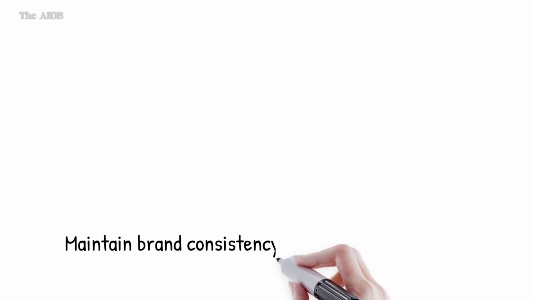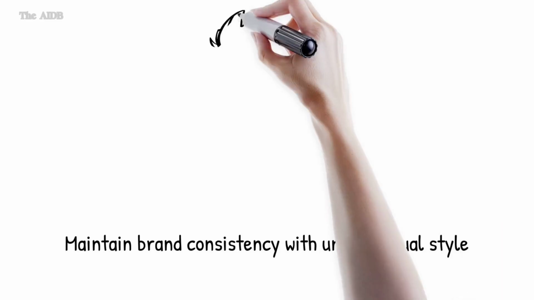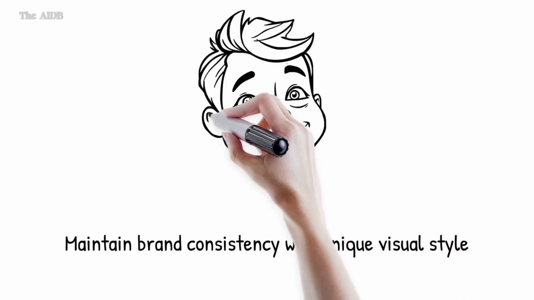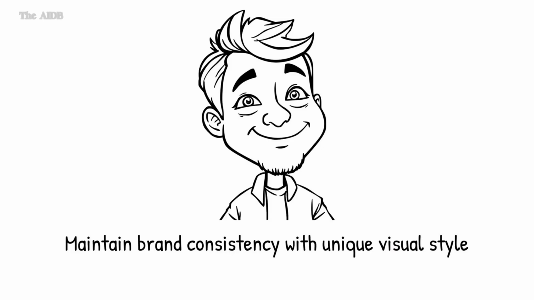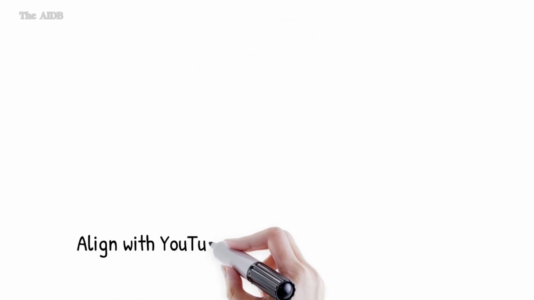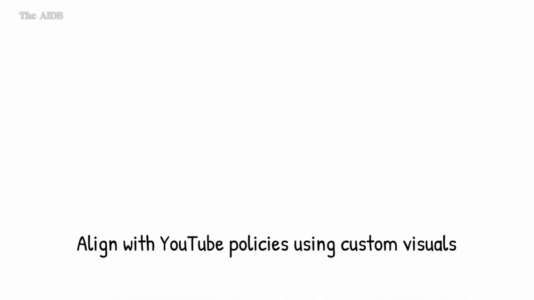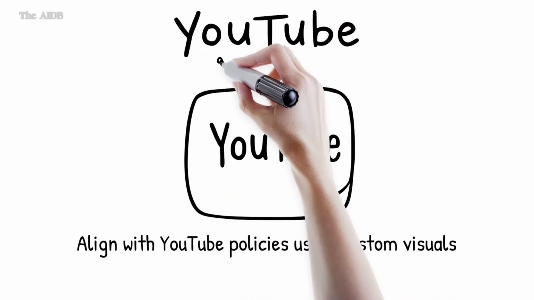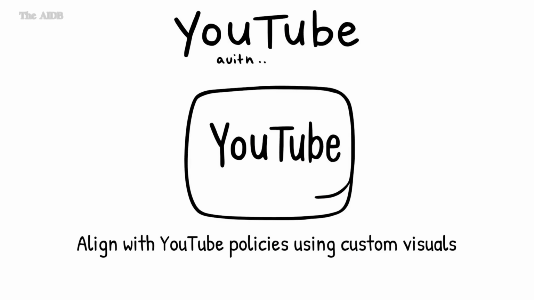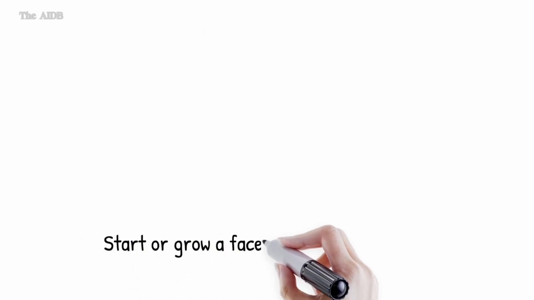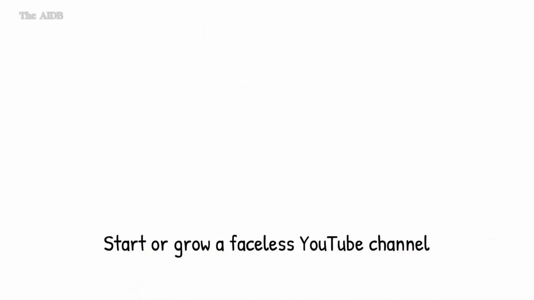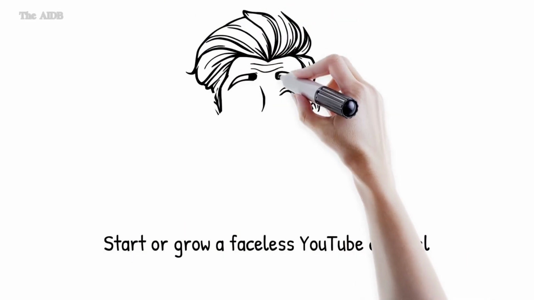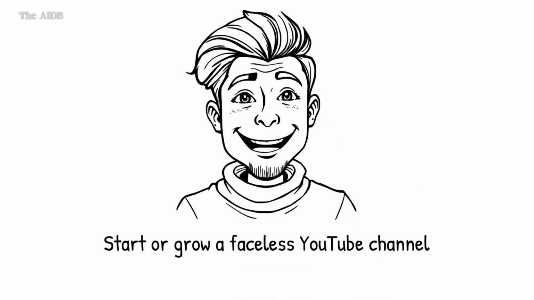5. Brand consistency. You can develop a unique visual style for your channel, making your content instantly recognizable, even without a face. 6. YouTube policy-friendly. By focusing on unique, custom visuals that support your original script or voiceover, you're creating authentic content that aligns with YouTube's push for human value, helping you stay monetized. If you're ready to start or grow a faceless YouTube channel with highly engaging, unique content, Instant Doodle is definitely a tool you need in your arsenal.